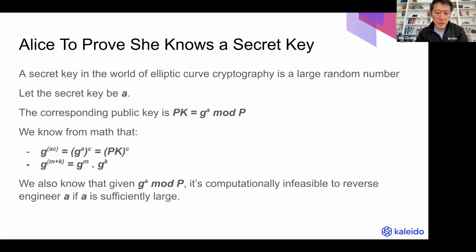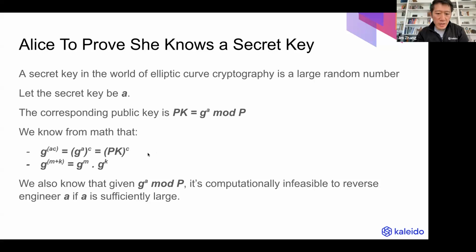We're going to use an elliptic curve-based public key system to show this. In cryptography based on elliptic curves for public key signing, the private key is just a huge number, a large random number. And the public key is this: a constant, we call it G, which is called a generator in elliptic curve cryptography terms, raised to the power of A, being the secret key, modulo P. And the result is the public key, and that's published to everybody as public knowledge.